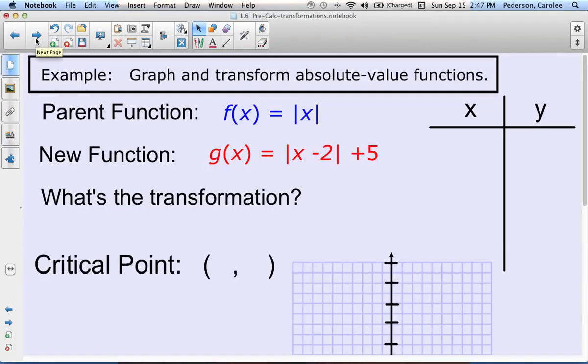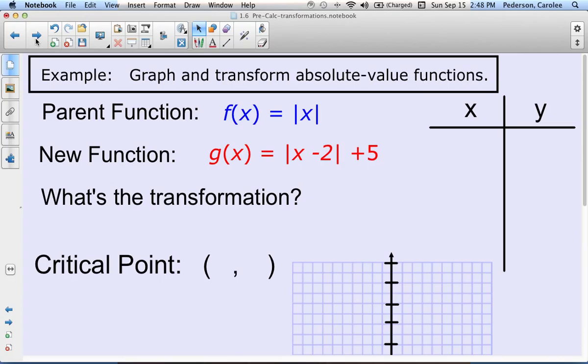So this first example, we give you the parent function, f of x equals the absolute value of x. So think of that as the shape of a V. And then we give you a new function, g of x equals the absolute value of x minus 2 plus 5. We want to find out what is the transformation, what is the critical point, and how do we graph these two functions on the same coordinate plane.